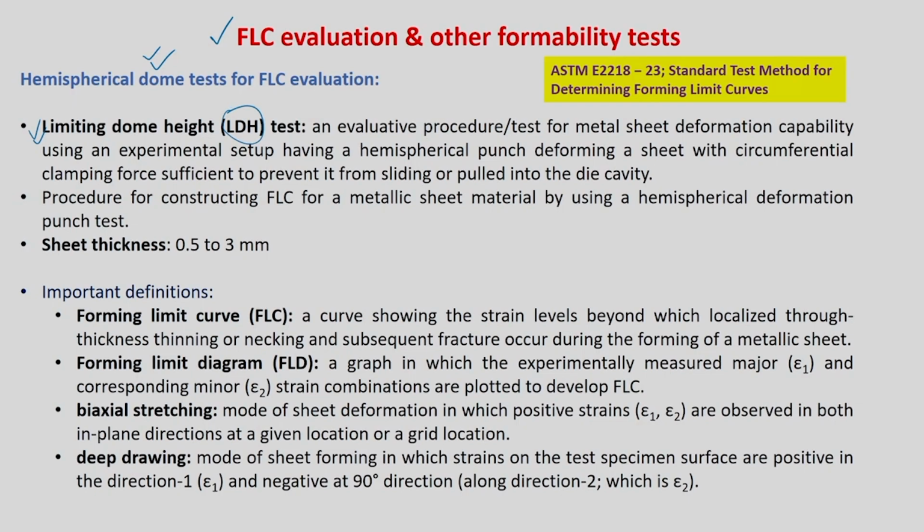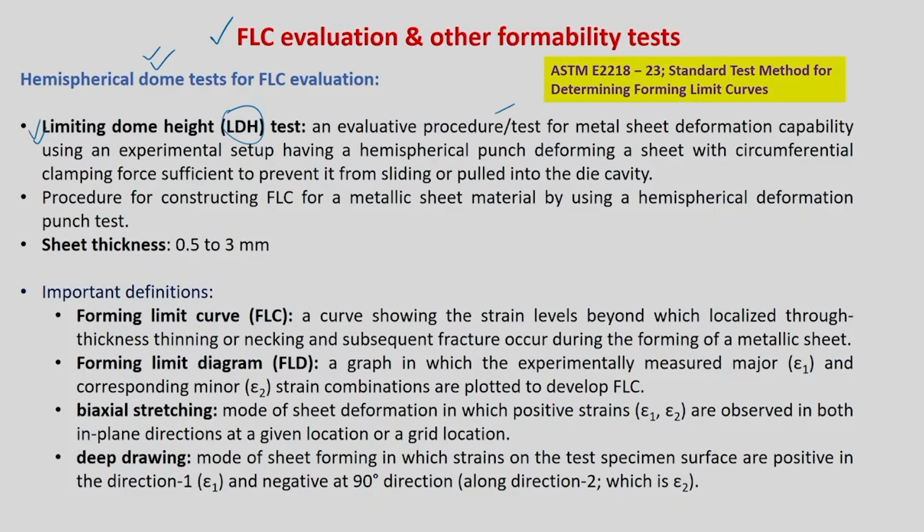It is an evaluation procedure or test for metal sheet deformation capability using an experimental setup having a hemispherical punch deforming a sheet with a circumferential clamping force sufficient to prevent it from sliding or being pulled into the die cavity. We will see that. The procedure is actually very simple, not very complex. You hold the sheet on the die with the blank holder, and then the punch comes separately and pushes the sheet into the die cavity until necking or fracture happens.